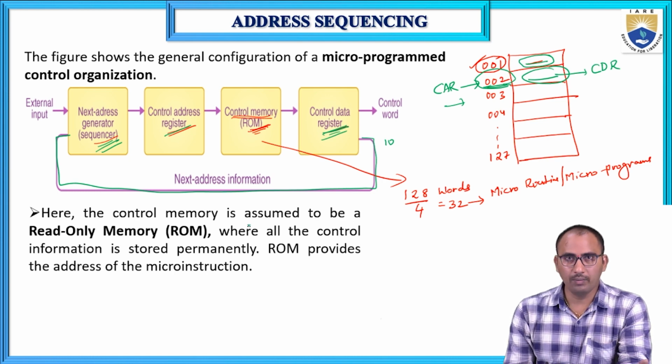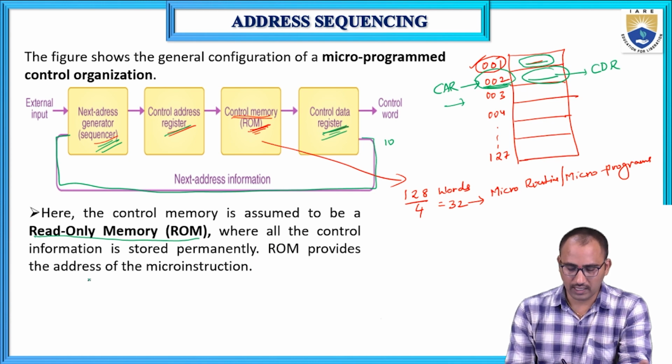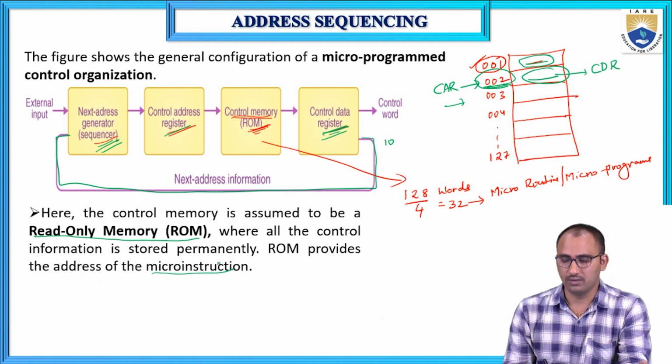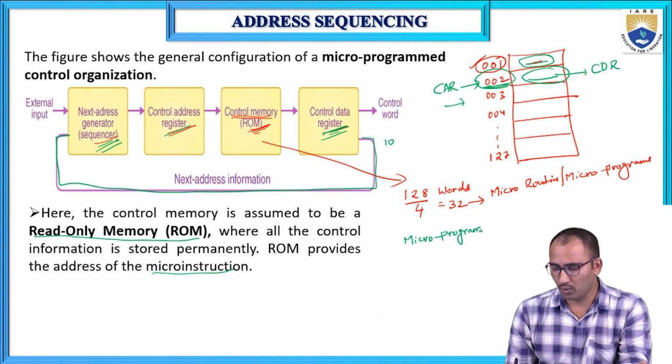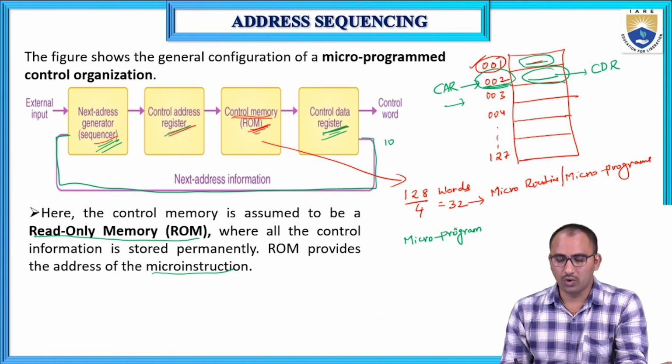Here the control memory is assumed to be read-only memory. ROM is considered as the control memory because it is a permanent memory. We are storing all these micro routines or micro programs there, where all the control information is stored permanently. ROM provides the address of the micro instruction. We are storing a micro program or micro routine in the control memory.